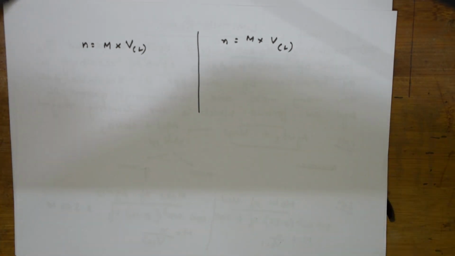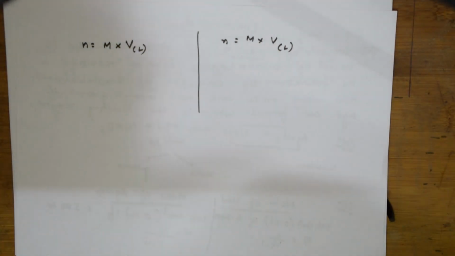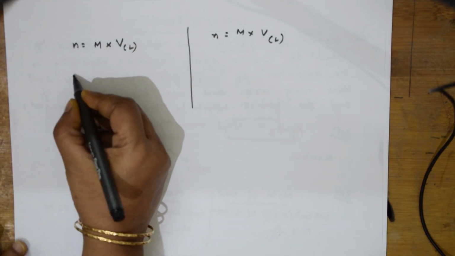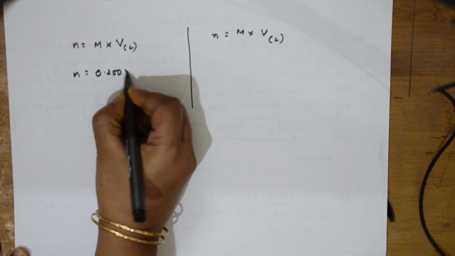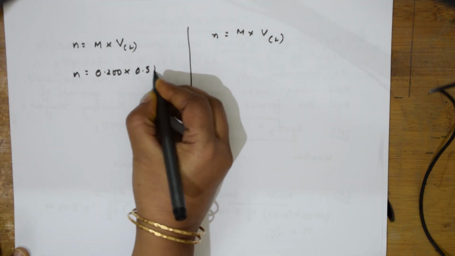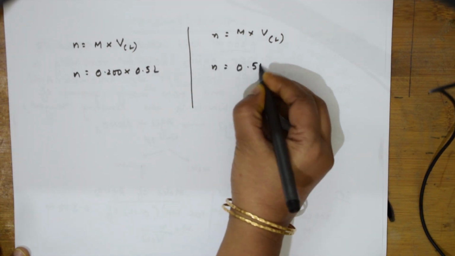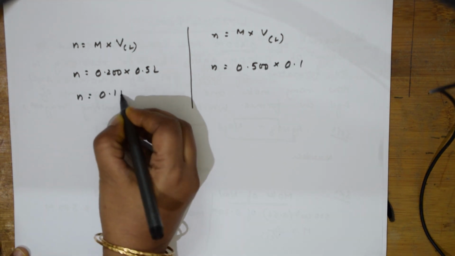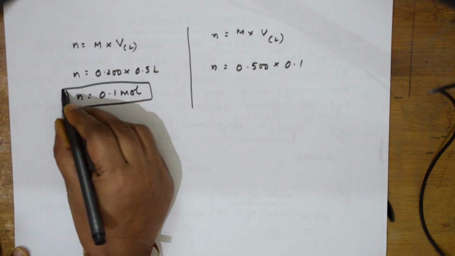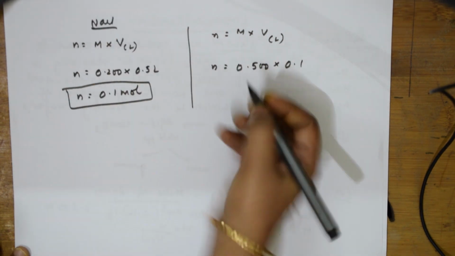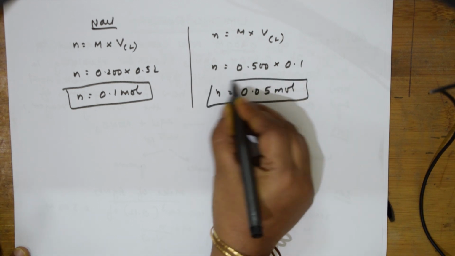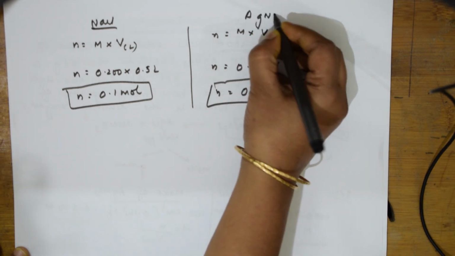Now how much is the molarity they've given us? 0.200, isn't it? Just turn back and see. They said 0.2 molar solution. That is the molarity. Substitute that here. N is equal to 0.200 into the volume, 0.5 liters. In this case we have 0.500 into 0.1. When I multiply, I get 0.1 mole. This is for NaCl. And when I multiply here, I get 0.05 mole. This is for AgNO3.